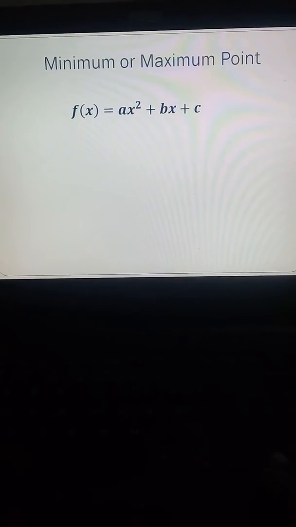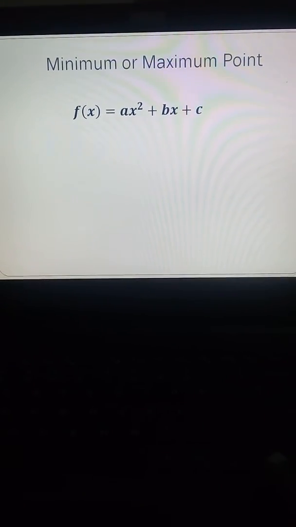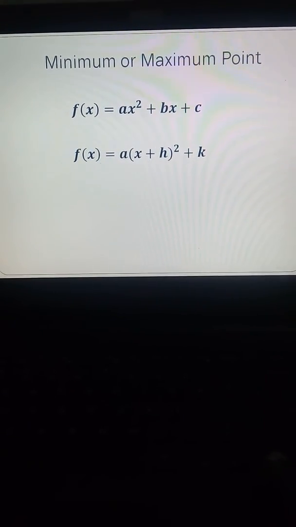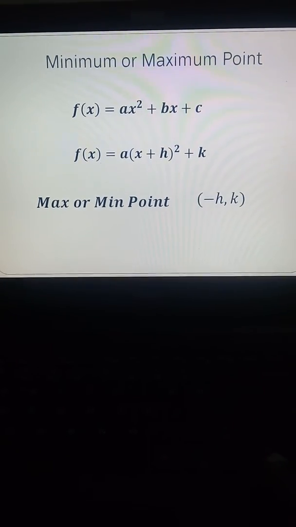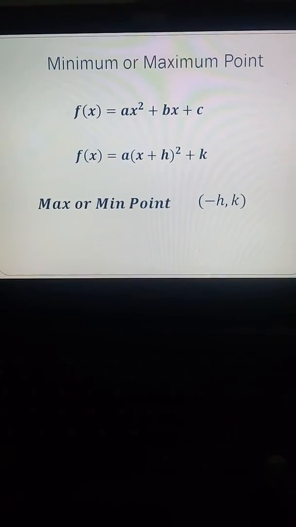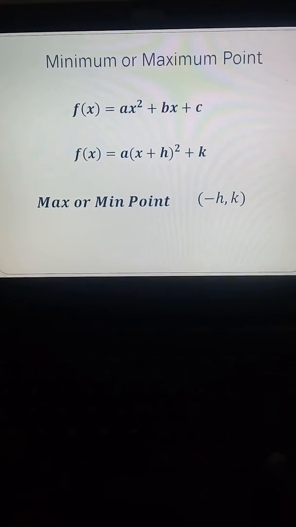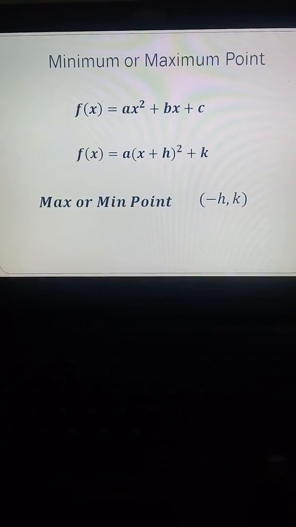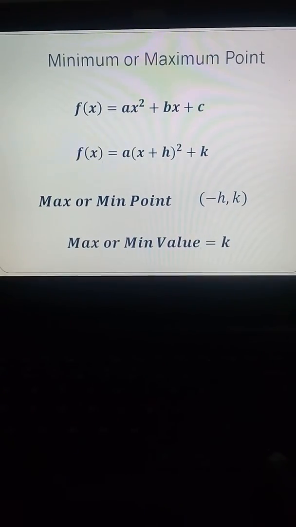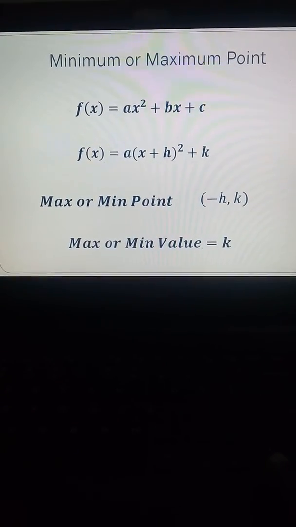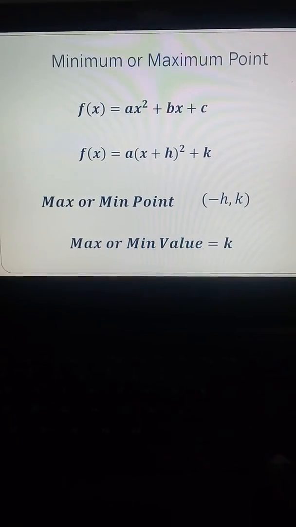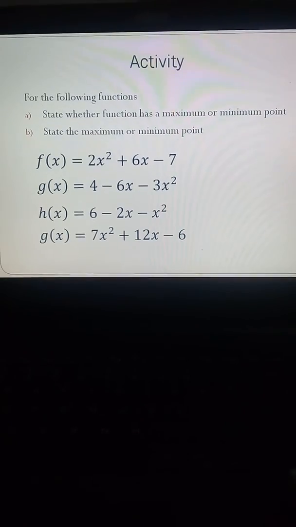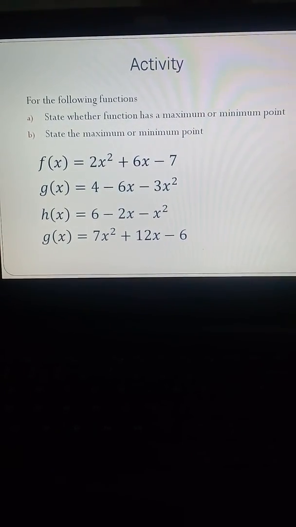Concluding all of this, we have the function, we write it as a perfect square. The max or min point is negative h, comma, k. So our x value will be negative h, and the y value will be k. And if you're asked for the maximum or minimum value, it will be the y value, which is k. So these are yours to complete.